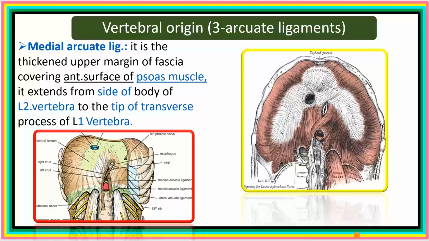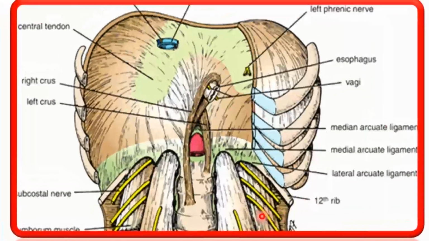For the medial arcuate ligament, here is the right crus of the diaphragm, and lateral to the right crus of the diaphragm we will be seeing the thickening of the medial arcuate ligament, and this is the medial arcuate ligament. So the medial arcuate ligament is the thickened upper margin of the fascia covering the anterior surface of the psoas major muscle.